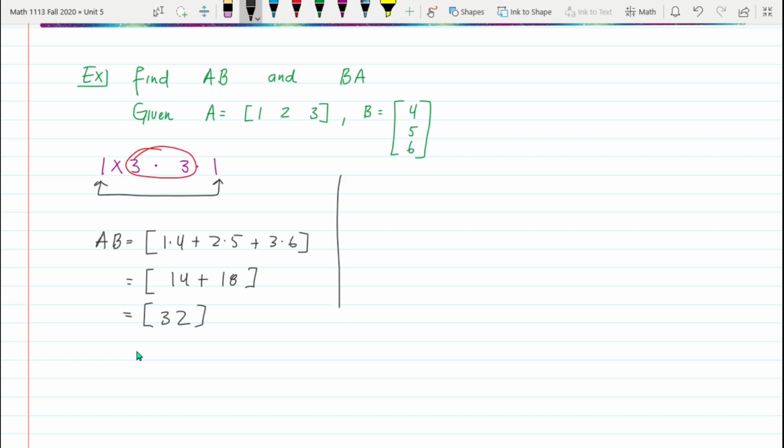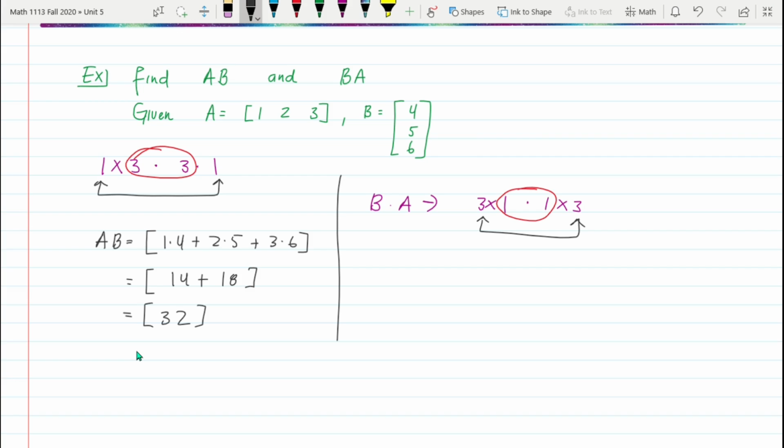Great. Can we do B times A? B times A is going to be a matrix that is 3 by 1 times a matrix that is 1 by 3. And yes, it can be done. The resulting matrix is going to be a 3 by 3.